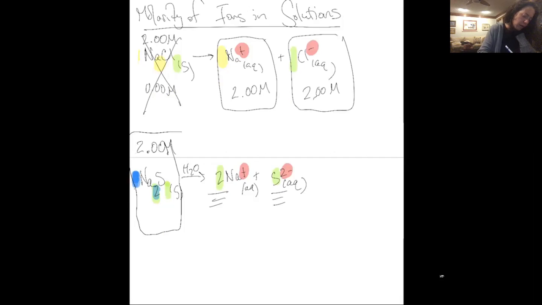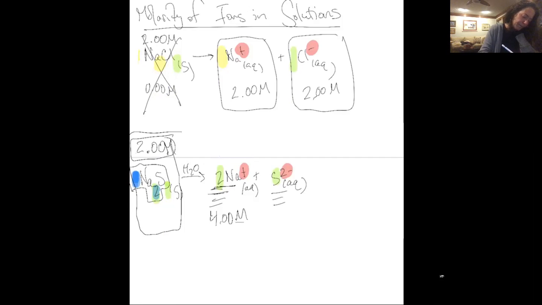So that means my concentration here is multiplied by 2, and I'm actually 4.00 molar. Let me put that number on the bottom. I'm 4.00 molar sodium ions, because for every 1 of the compounds, there are 2 sodiums. So the concentration of sodium is doubled.